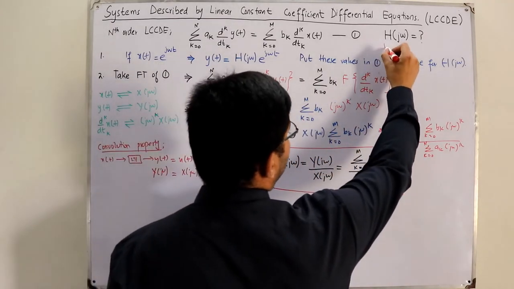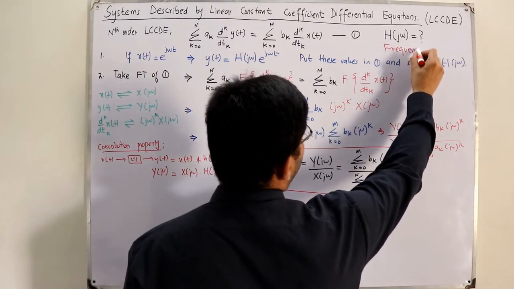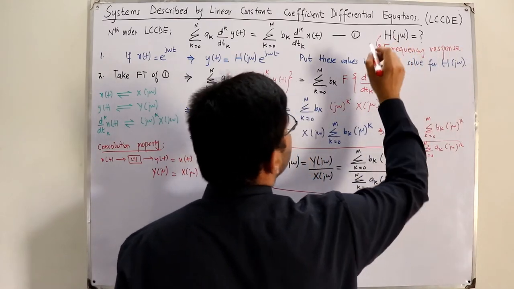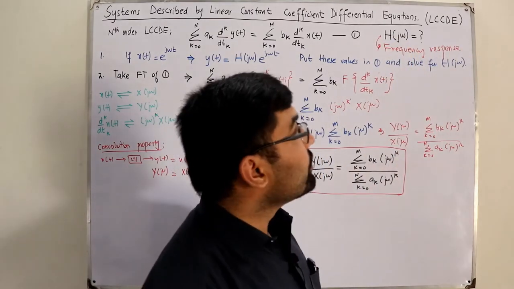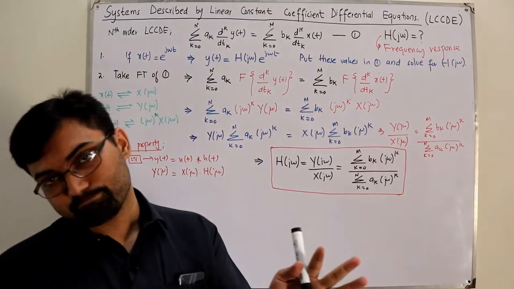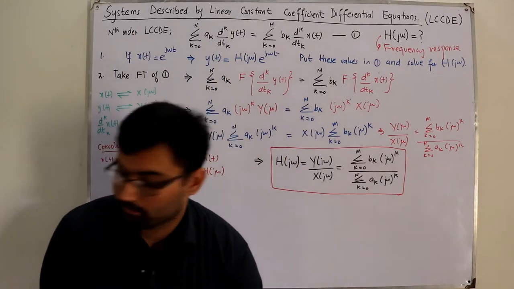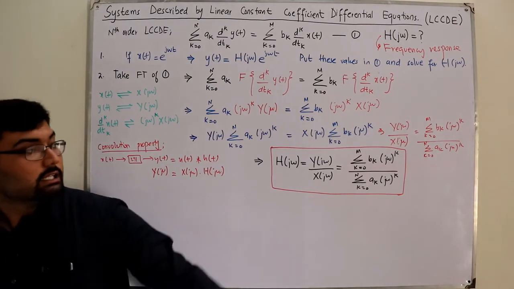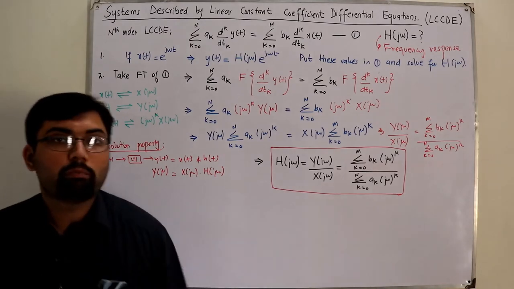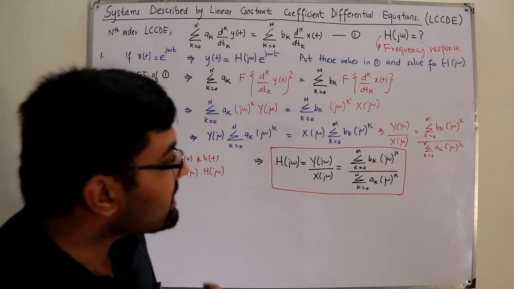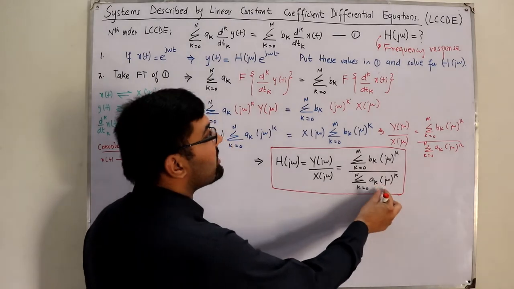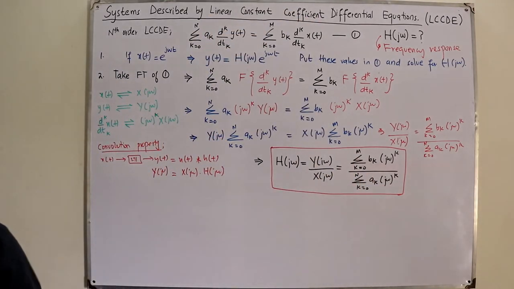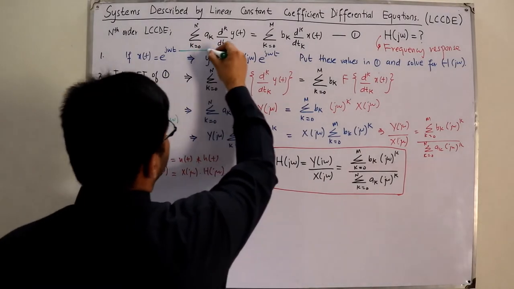Let me write over here. This is the frequency response. And what is the frequency response? It is the Fourier transform of the impulse response. Coming to examples, we can find the frequency response directly by only looking at the coefficients that are present in the linear constant coefficient differential equation, which is this one.